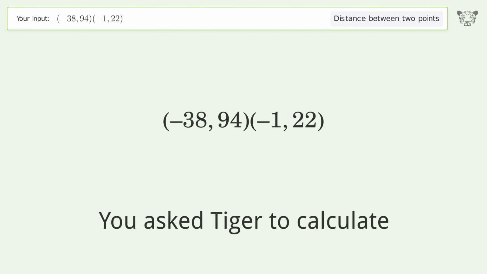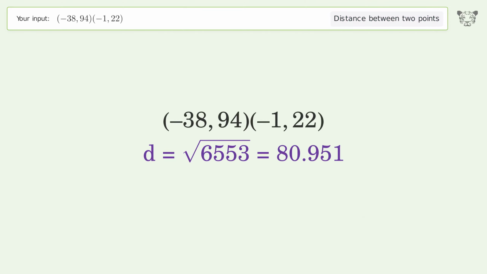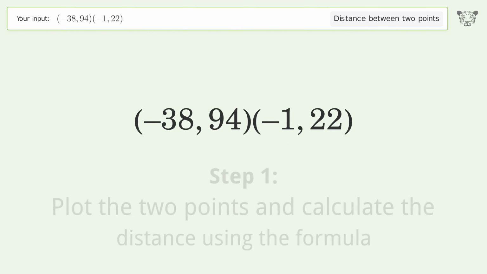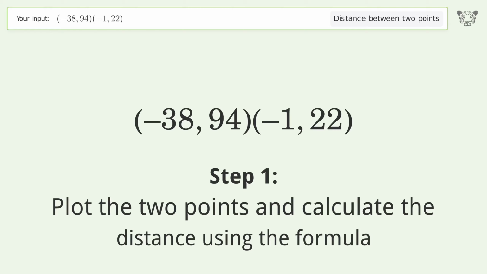You ask Tiger to calculate. This deals with the distance between 2 points. The distance between the 2 points is the square root of 6,553, or 80.951. Let's solve it step by step. Plot the 2 points and calculate the distance using the formula.